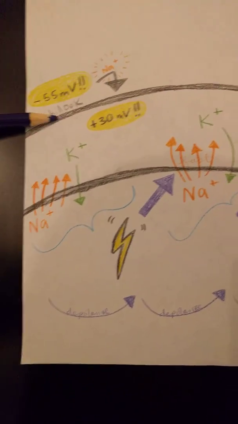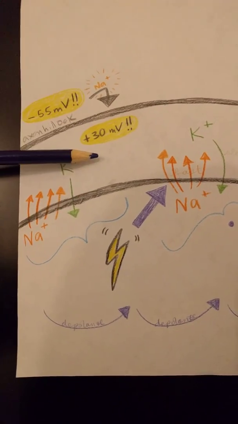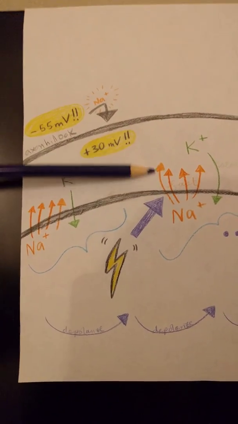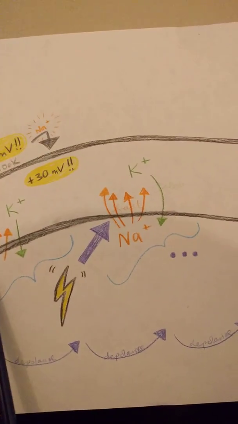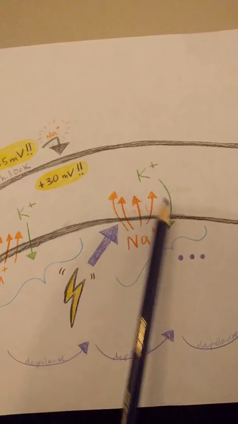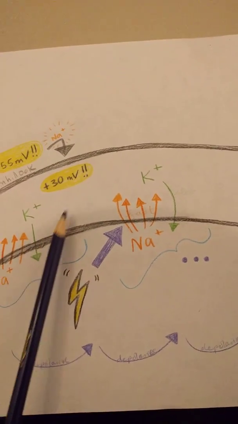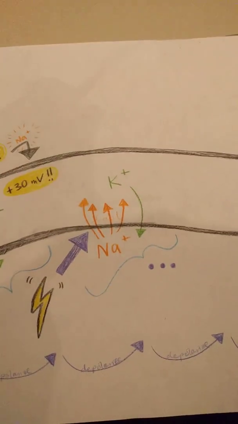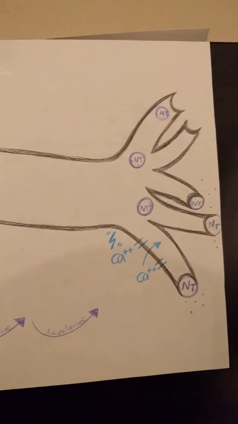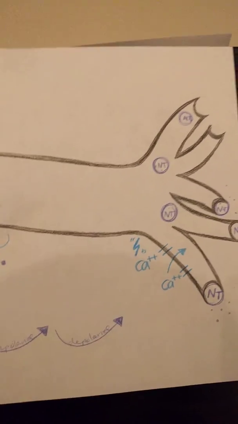So sodium's entering, and as it's entering, this area here, for instance, reaches negative 55. And then this area, then this area. So it kind of continues down in a wave fashion. As this area depolarizes, this area depolarizes. And as it becomes super depolarized, the potassium channels open here, and then here, and then here. So it's just like a giant wave. It's like dominoes, essentially.